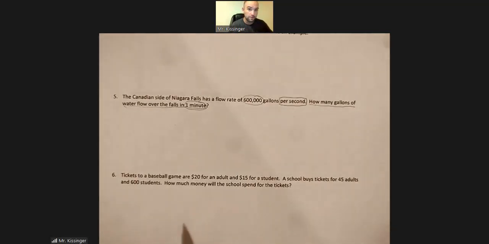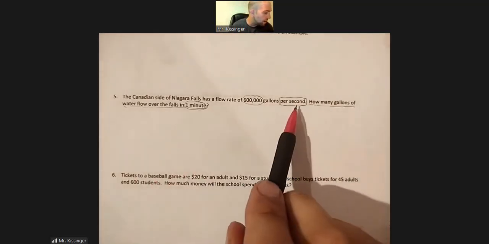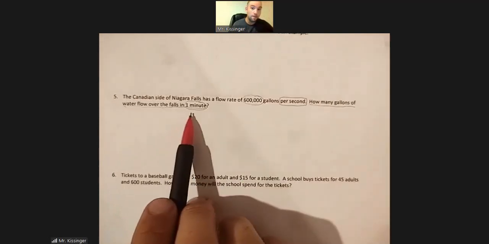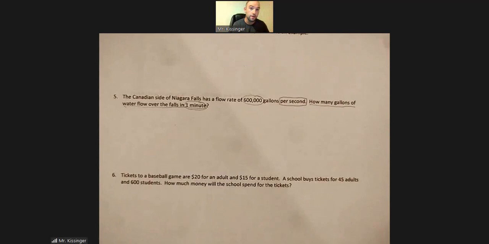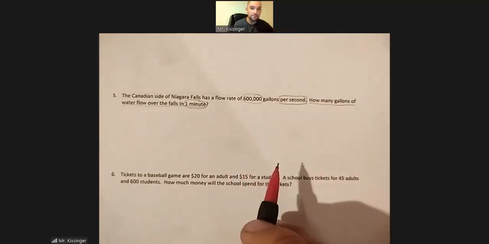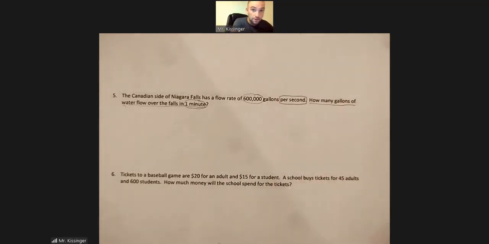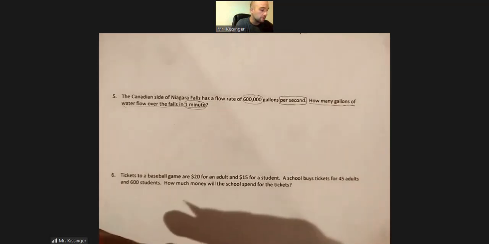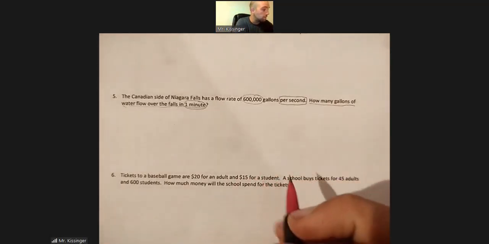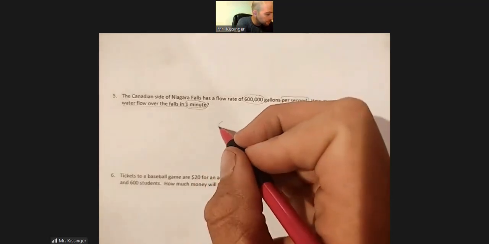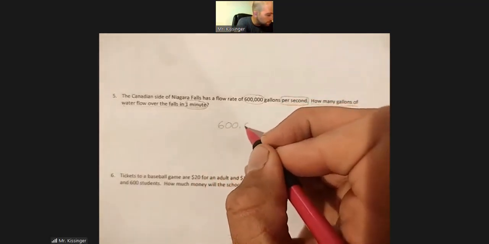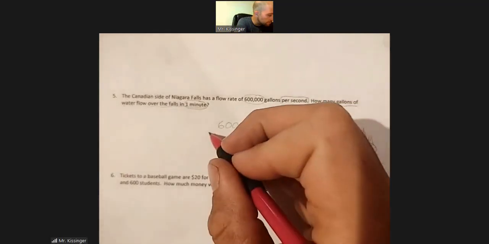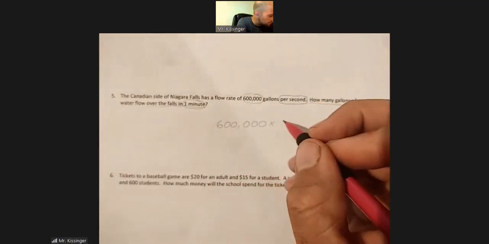So the first thing that we need to look at is we have per second up here, and then we have a minute down here. So how many seconds are in 1 minute? We have 60 seconds in 1 minute. So if 600,000 gallons flow over the falls per second, then we know that we need to multiply by 60 to find out how many gallons of water flow over in 1 minute. So we have 600,000 times 60.